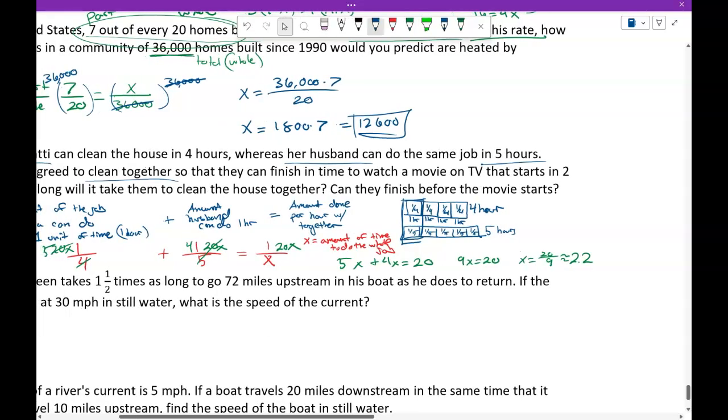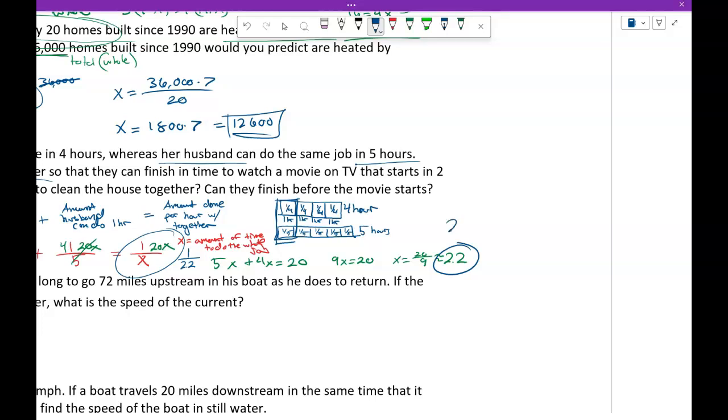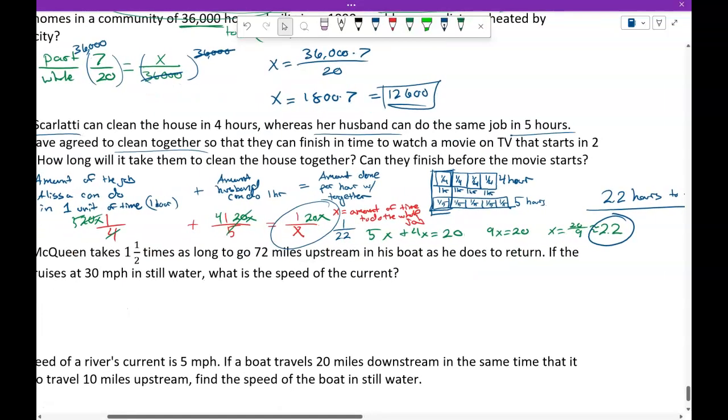And so if we go back and look at this structure again, in 1 hour, they complete 1 out of 2.2, a little bit more than half of the job. So in 1 hour, they get that amount done. It takes them 2.2 hours to finish. Well, since their movie on TV starts in 2 hours, unfortunately, they're not going to finish in time.